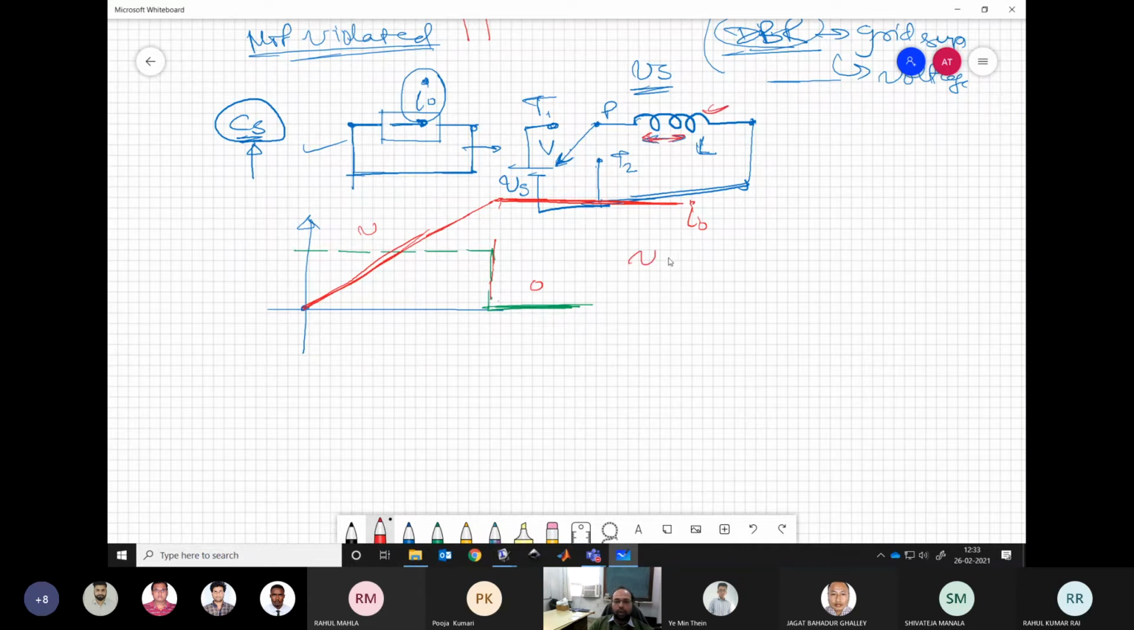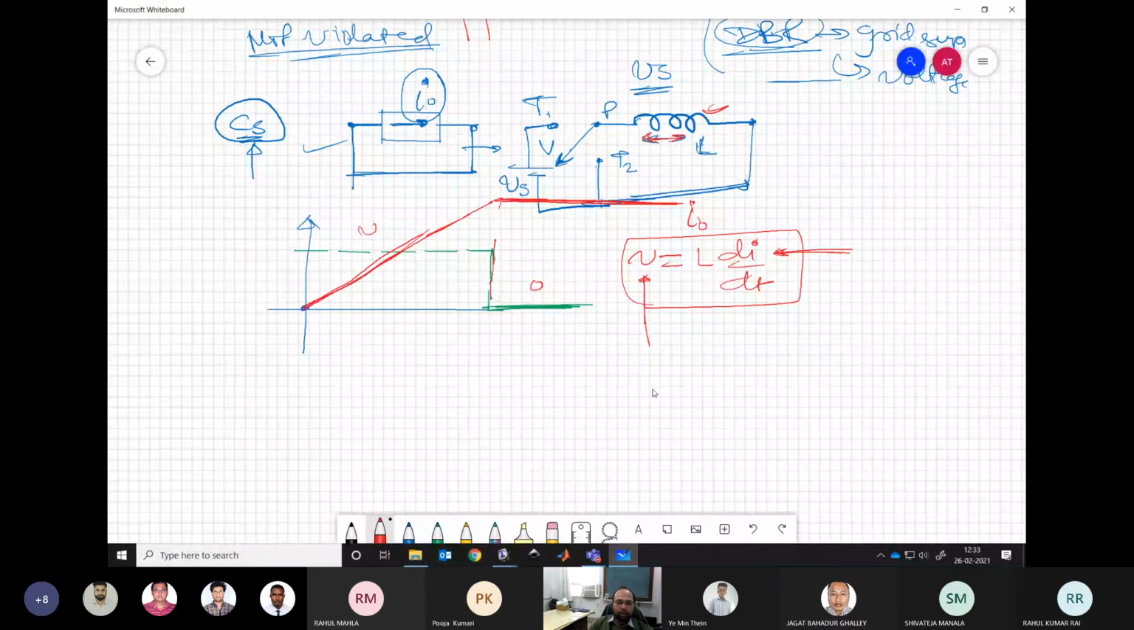We all know this is the governing equation for an inductor, which means if we want any abrupt change in current, we need to have an infinite value of voltage over here. So our current cannot be discontinuous.